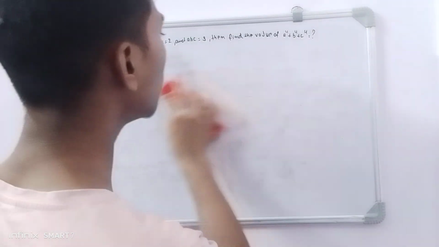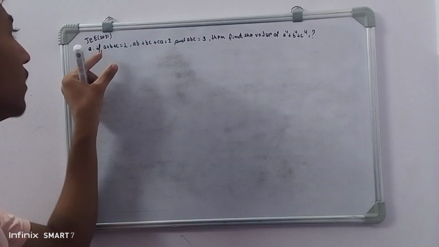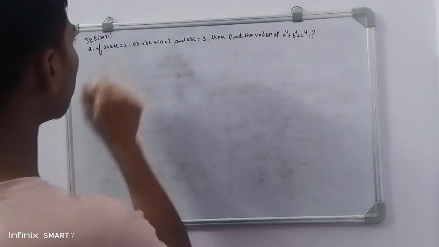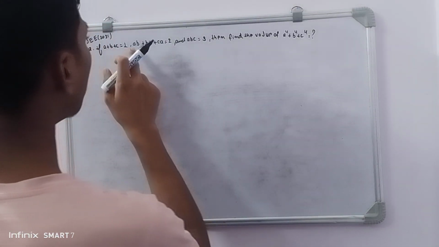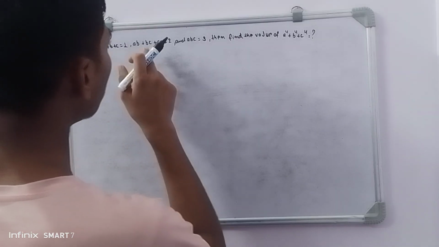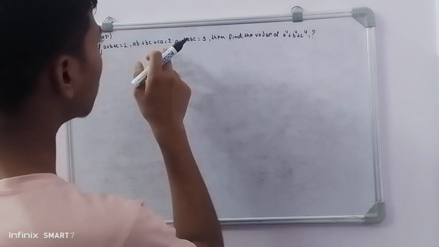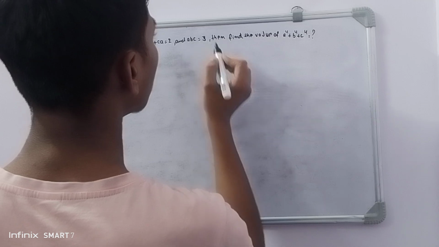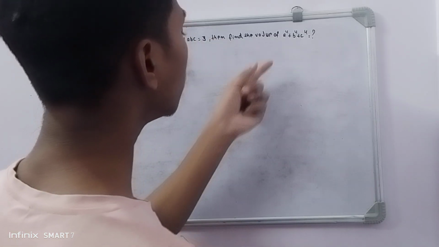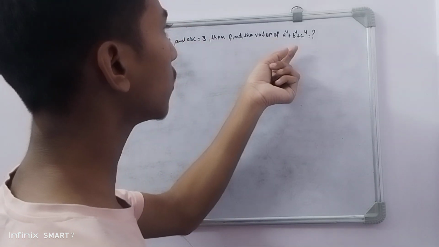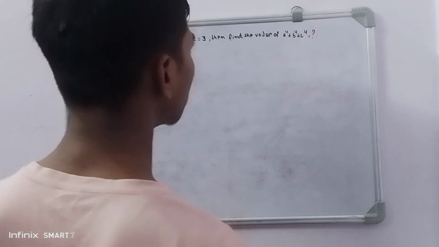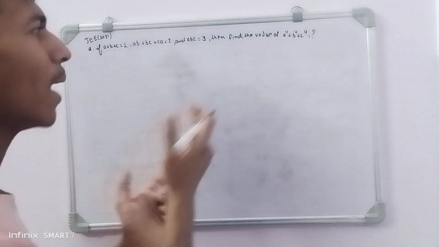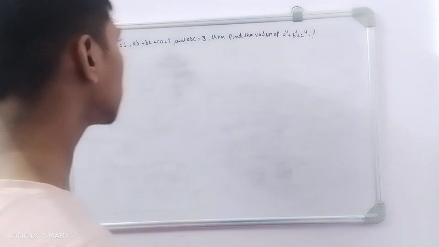As you can see, we are given that a plus b plus c is 1, and ab plus bc plus ca is equal to 2, and abc is equal to 3. Then find the value of a to the power 4 plus b to the power 4 plus c to the power 4. So how do you have to think about how to approach this question?